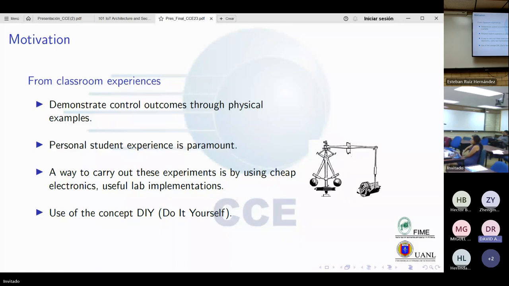So what we try to do is to prepare a setup that can be taken home. That's the first thing. We are working in a public university, so many times the students have a low income, so they cannot have access to expensive material. And as we will see, this setup is very, very cheap.